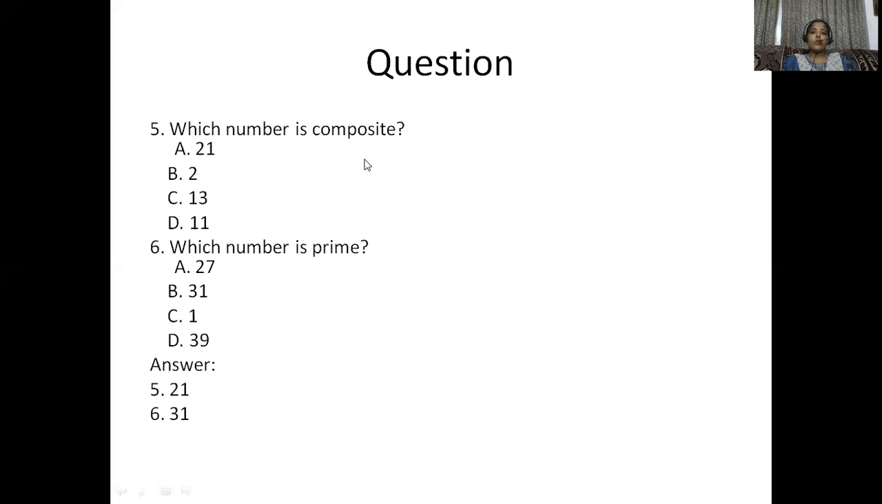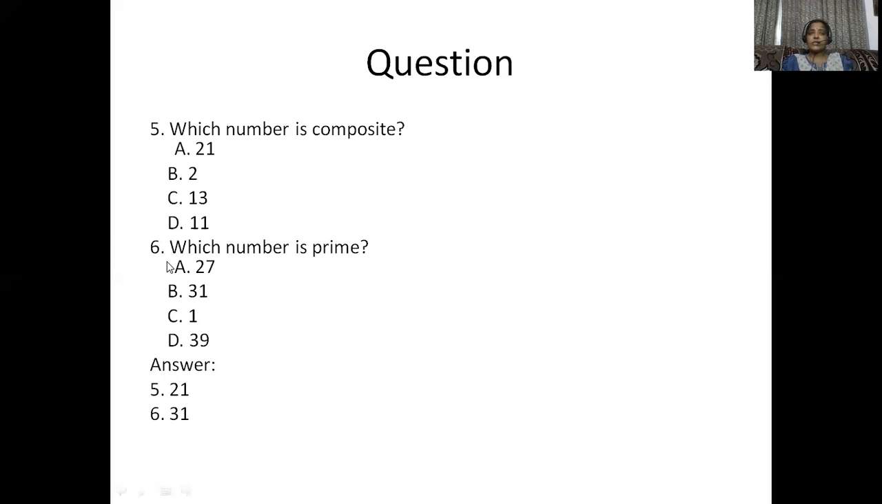Which number is composite? 21, 2, 13, 11. Which is composite? Which is divisible? 13 is a prime number, 11 is a prime number, 2 is the only even prime number. So 21, which is divisible by 7 and 3, right? So 21 is the composite number.